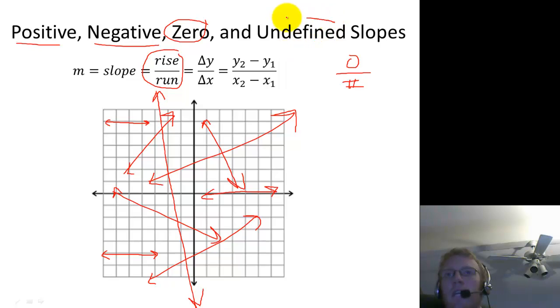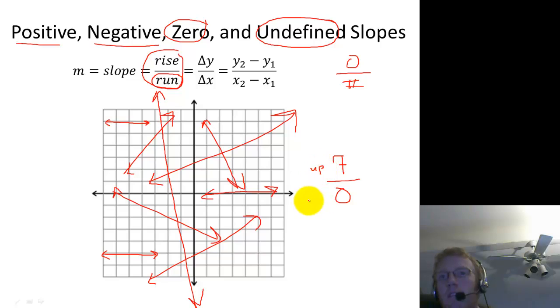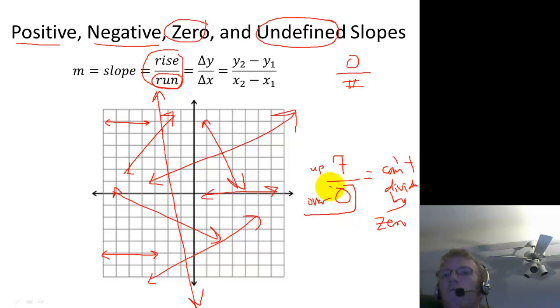And lastly, an undefined slope. What's the one number you can't divide by? So when you're doing your rise over run, if your run is 0, that could be a problem. If you have a number like, say you go 7, 0, that would be up 7 over 0. You can't divide by 0, right? So that means it's undefined. So anytime you would try to divide by 0, that means your run, or the horizontal distance that you would go sideways, is 0. That means the slope is undefined.